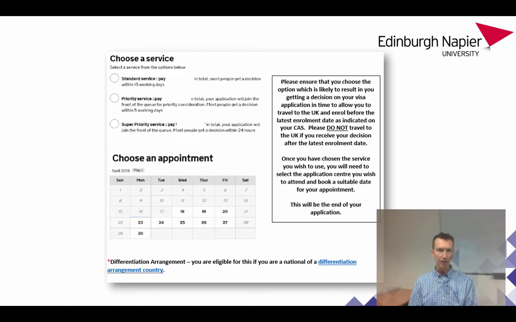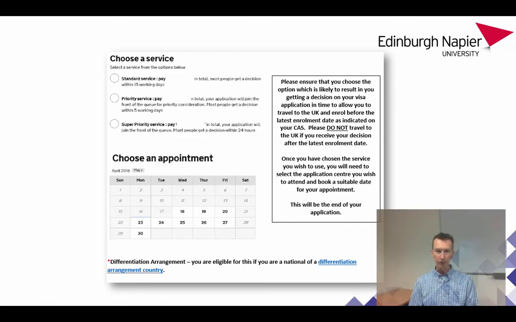There is a priority service, which is within 5 working days, or the super priority service, which should be within 24 hours. Depending on when you submit your application, you might have to go for the priority or super priority service if you're getting close to our latest enrolment date. So just have a think about when you're applying. If you're applying in plenty of time, then you could probably just go for the standard service, which obviously is a bit cheaper.